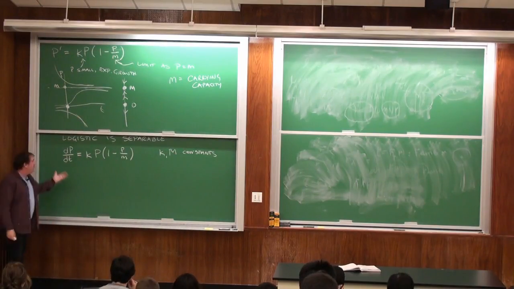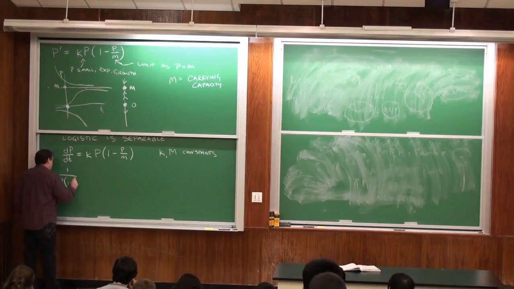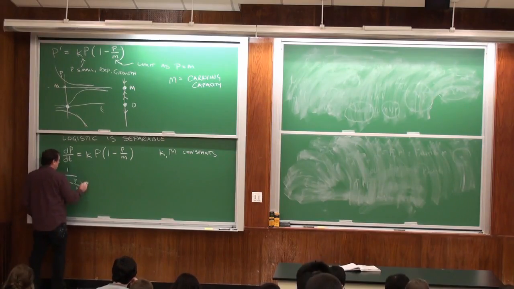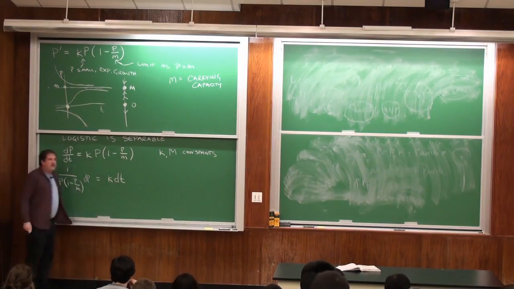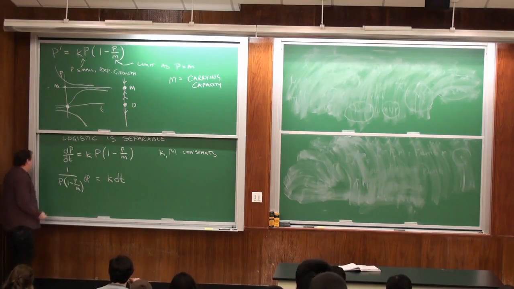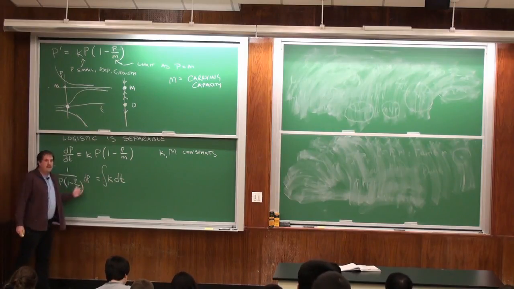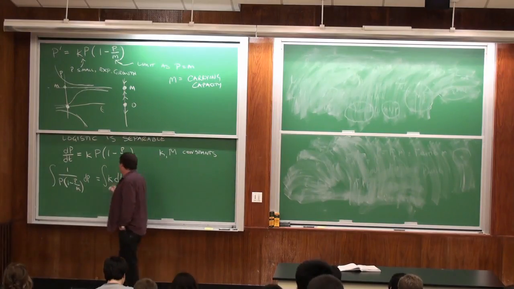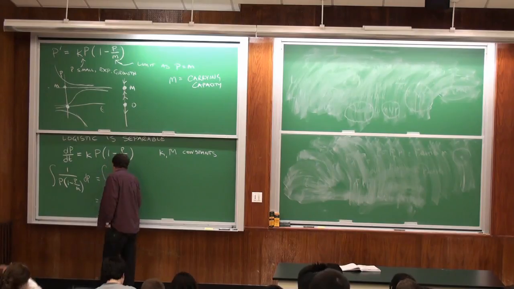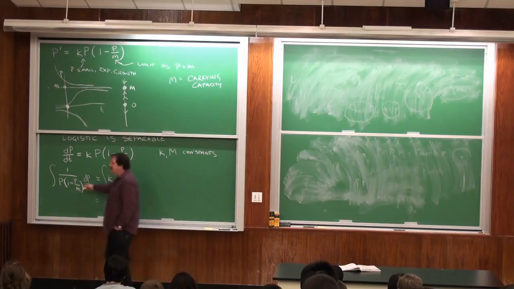And so now we separate this. So we bring these guys over there, so we get 1 over p times 1 minus p over m, dp is k dt. And then integrate both sides. So I'll do this one, and you can do this one. Seems fair. So this tells us, this is kt plus some constant.